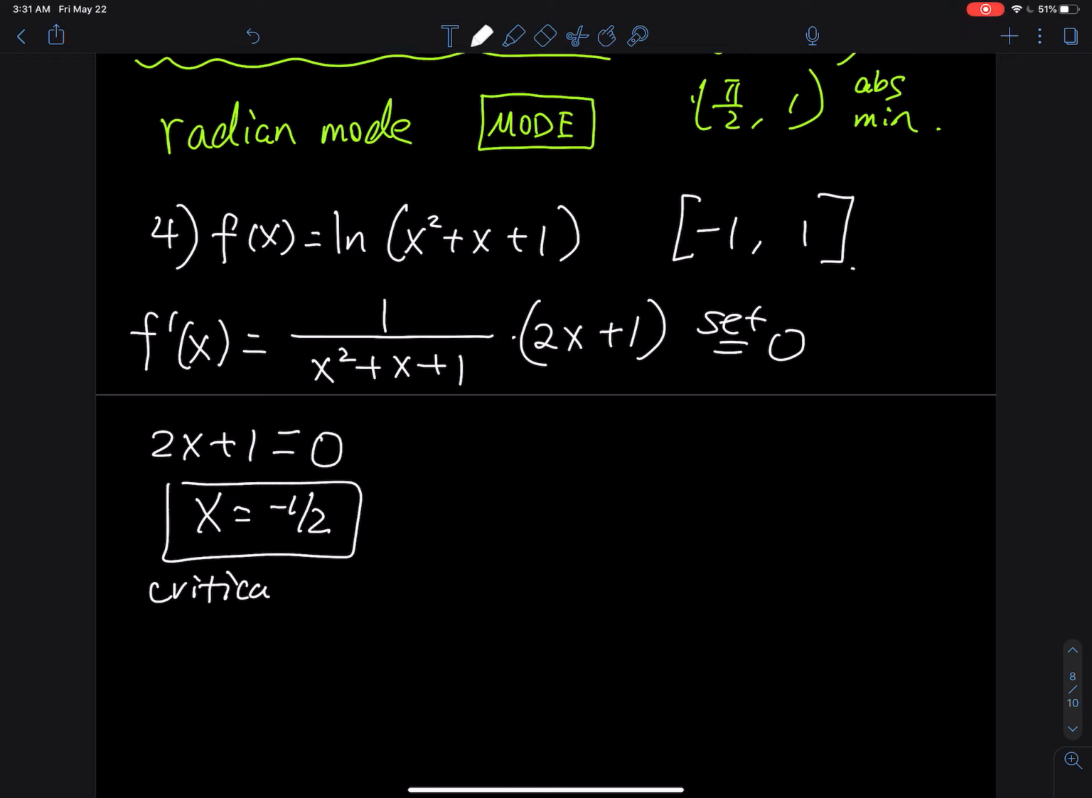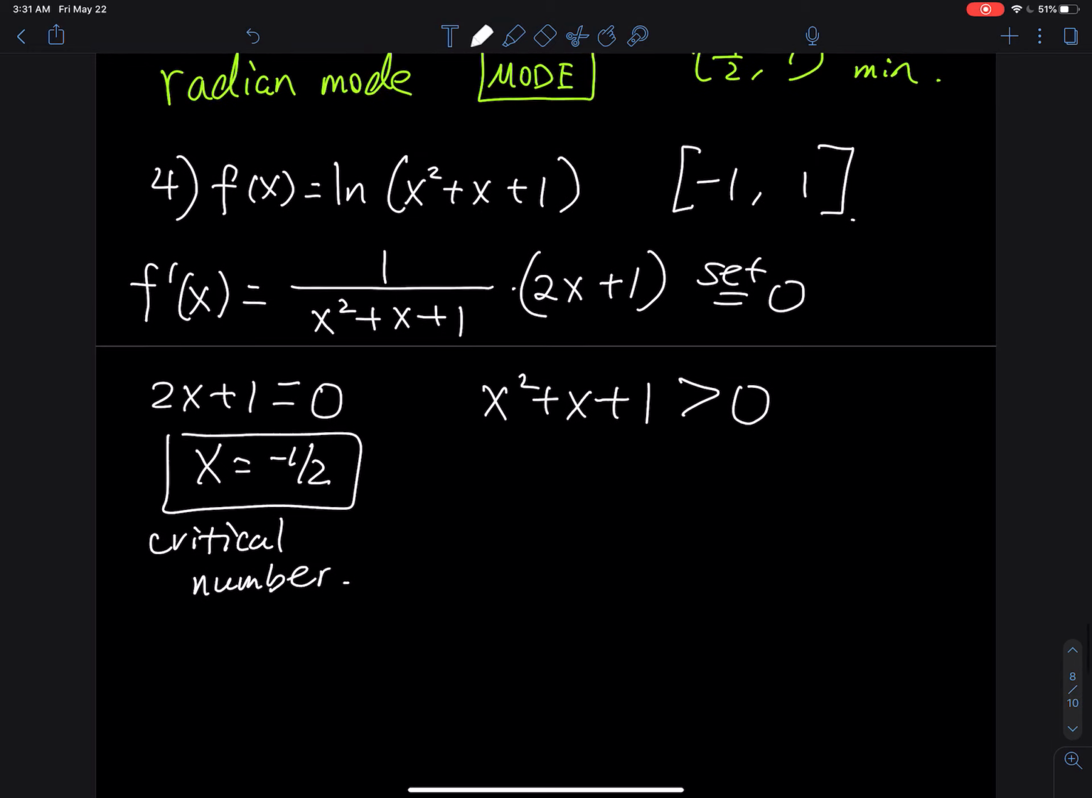Because negative 1/2 is between negative 1 and 1. All right, how about the bottom? x squared plus x plus 1, right? So this one, you square the x itself, plus x plus 1 is always greater than 0. So this one doesn't give me any critical value. When you set that equal to 0, there is no such x value because this is a parabola above the x-axis. So therefore, we have 3 numbers to test.